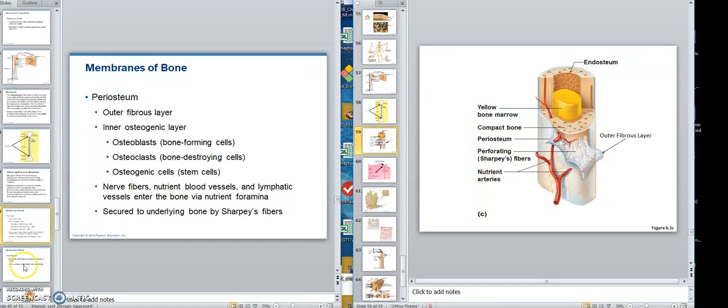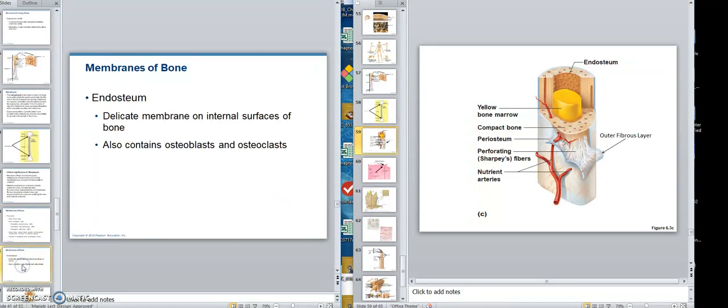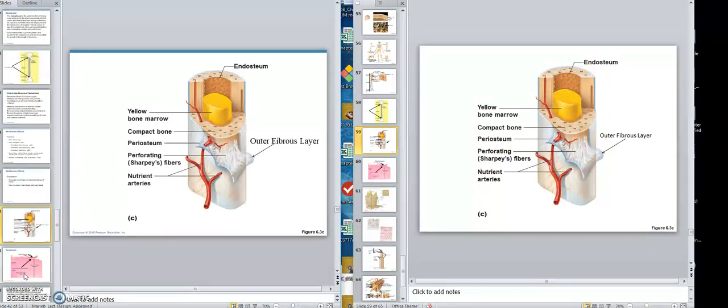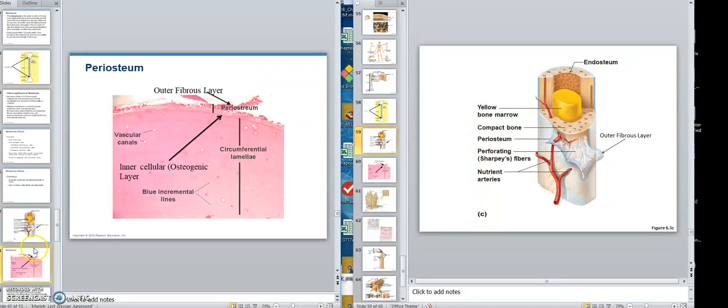So we go further. Okay? The endosteum is this inner layer. This would be a layer of cells inside here, the endosteum. That's what we have. All right? So here, right here, is quickly the outer fibrous layer, intercellular layer, and so forth.